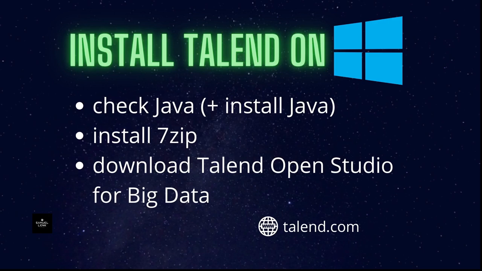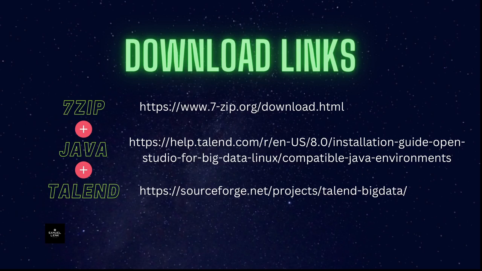That's the first step. The second step would be installing 7-zip if you don't have that yet. And the third step is Talend Open Studio: downloading, unzipping, and starting the executable. For all this, we're going to use these different download links. I will also put them in the description for your reference if you're going to follow along. And in the demo itself, you're going to see them again.